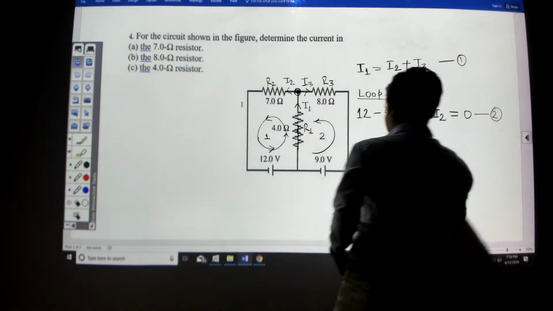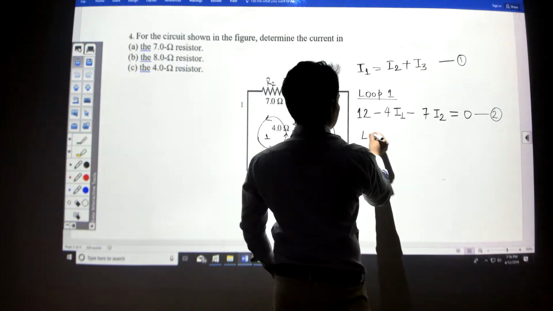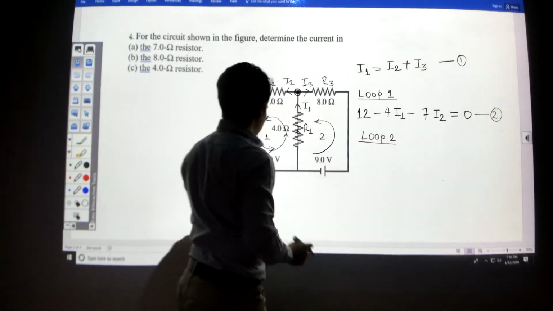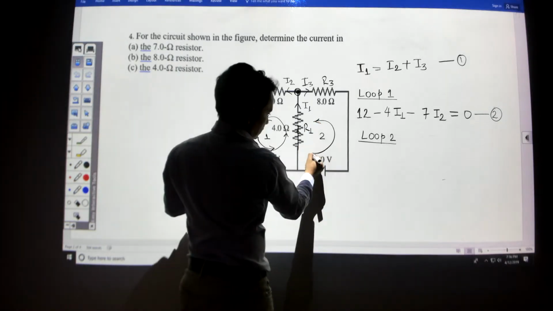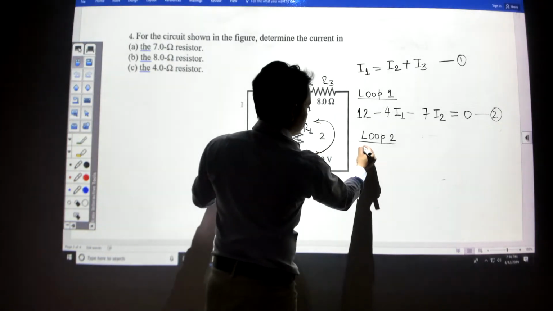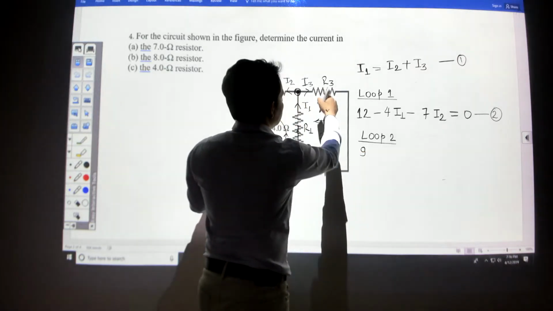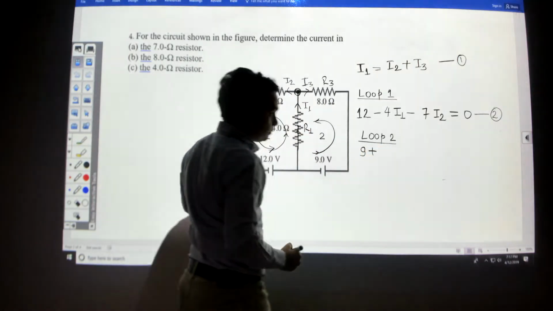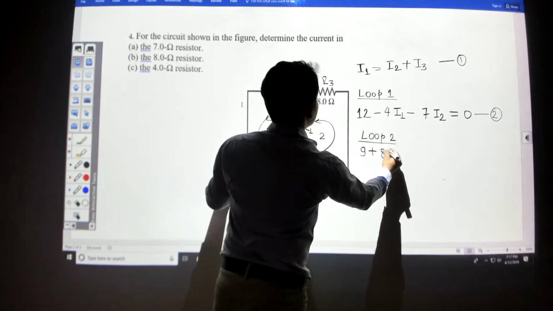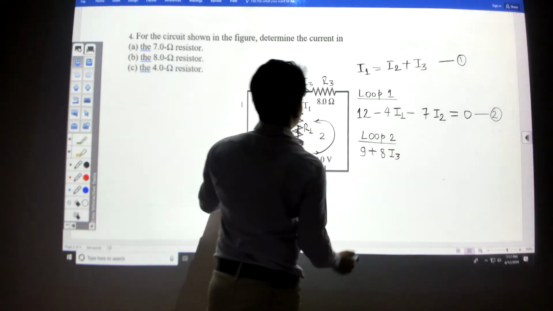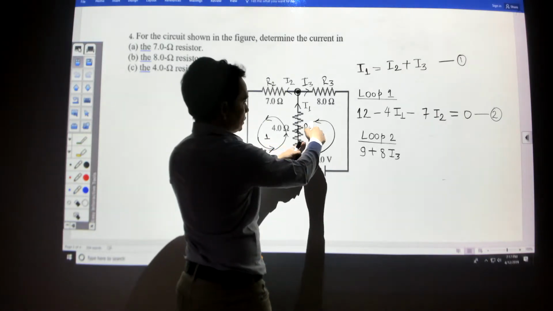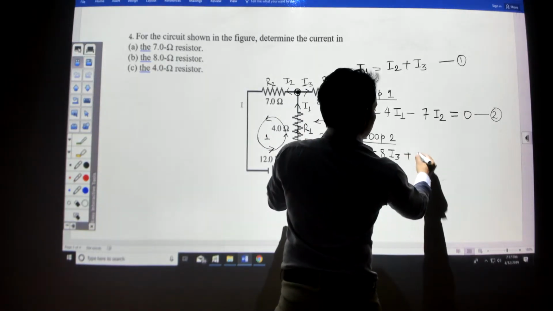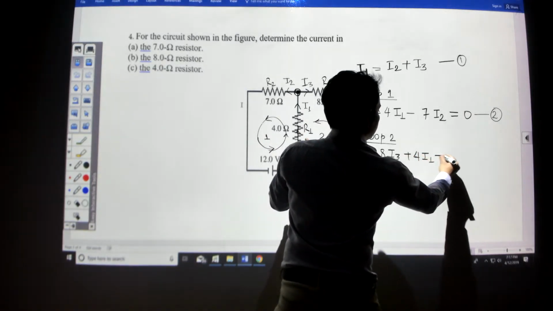Okay. Now in loop 2. If you look at loop 2 here, the current is going from negative to positive. We call that a positive voltage. Here these two are now anti-parallel, and for anti-parallel we call it positive, and this is equal to 8 times I3. Here again, it's the opposite direction. So we have plus 4 times I1. This is equal to 0.